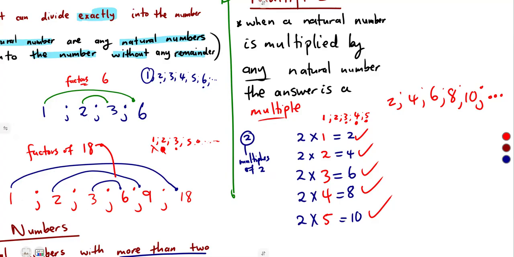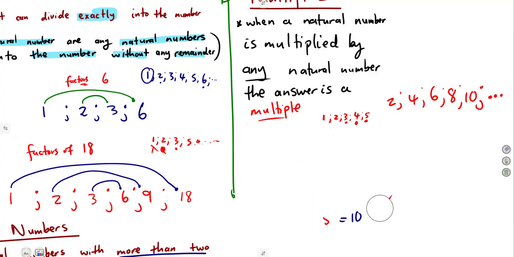18 is a multiple of 2. If you consider multiples of 2, 18 is there, and 3, 6, 9 and 18 are multiples of their own numbers. So this is the idea. For multiples of 2, just multiply by 1, 2, 3, and so on. If I want multiples of any number, that is the easier way that I can simply use.